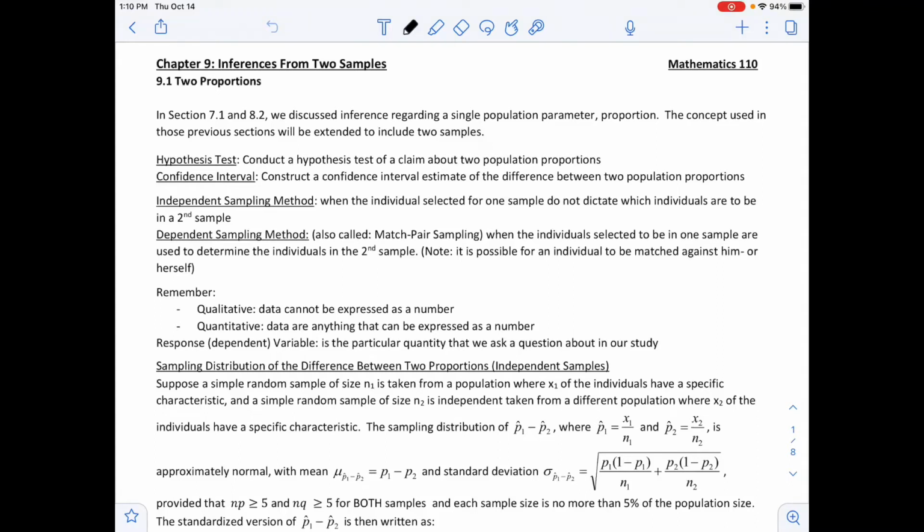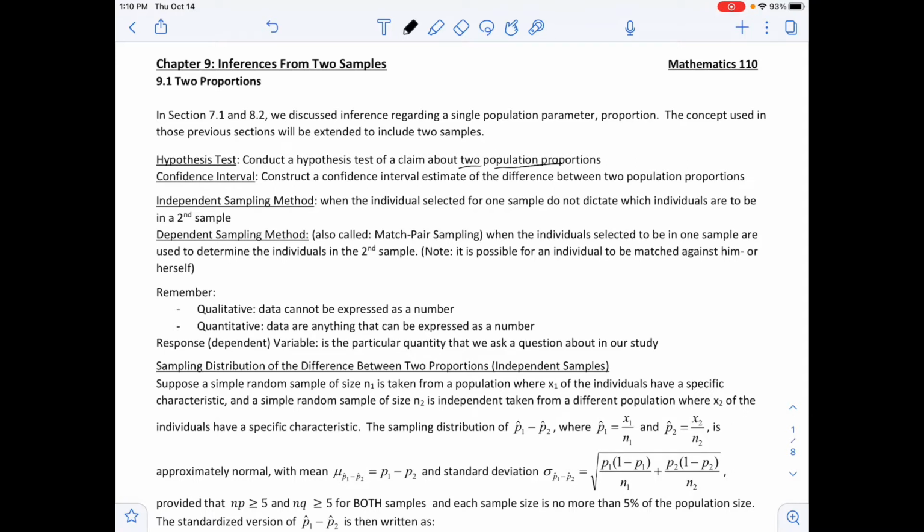We are in Chapter 9, Inferences from Two Samples. 9.1 is two proportions. In sections 7.1 and 8.2, we discussed inferences regarding a single population parameter, which is our proportion. The concepts we saw in these previous sections will now be extended to include two samples. So we conduct a hypothesis test of a claim about two population proportions.